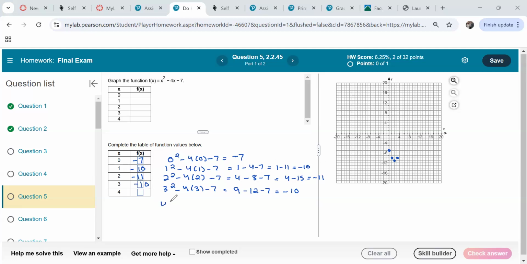And then my last one is 4. So 4 squared minus 4 times 4 minus 7. That is going to be 16 minus 8 minus 7. Look, one of my numbers is off here. Oh, minus 8. No, not minus 8, minus 16. There, that's why I'm off. So 16 minus 16 minus 7 should leave me with minus 7. And so we got our points and we can graph our line.